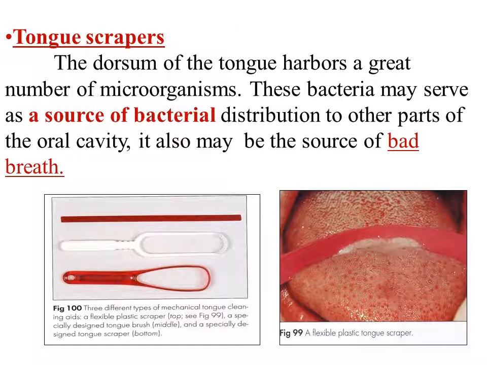Tongue scrapers. The dorsum of the tongue harbors a great number of microorganisms. These bacteria may serve as a source of bacterial distribution to other parts of the oral cavity. It also may be the source of bad breath. In the pictures, we see different types of tongue cleaners or tongue scrapers.